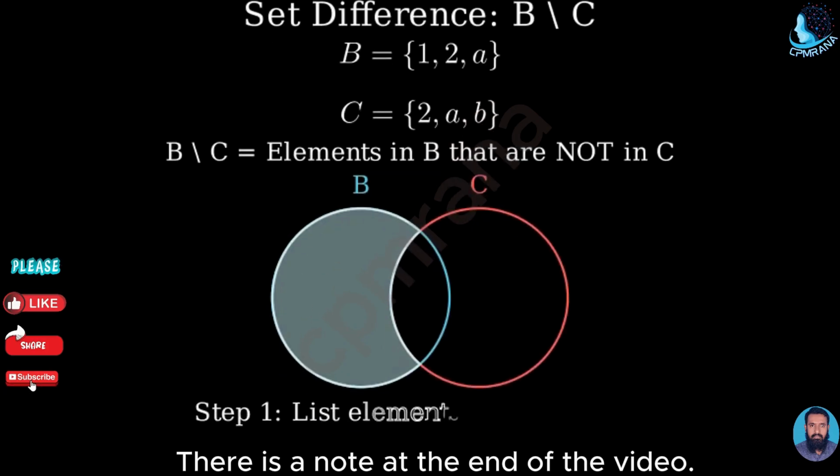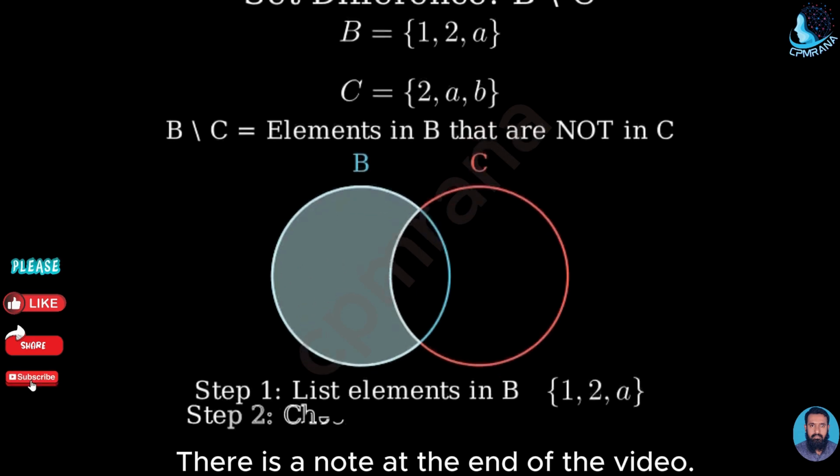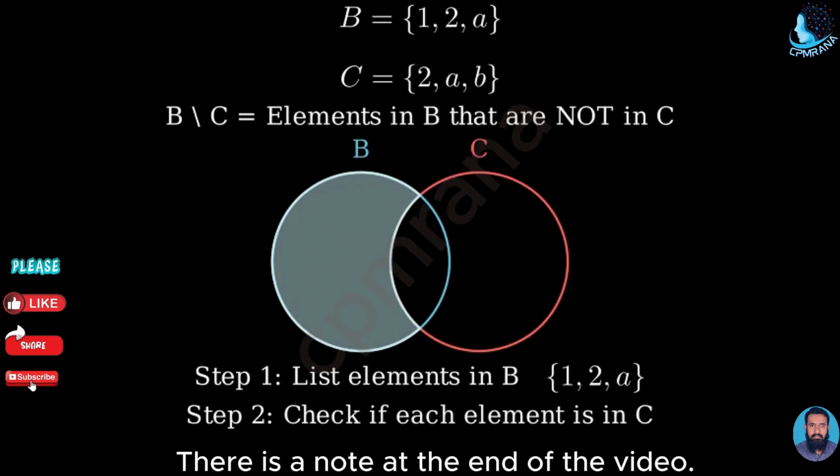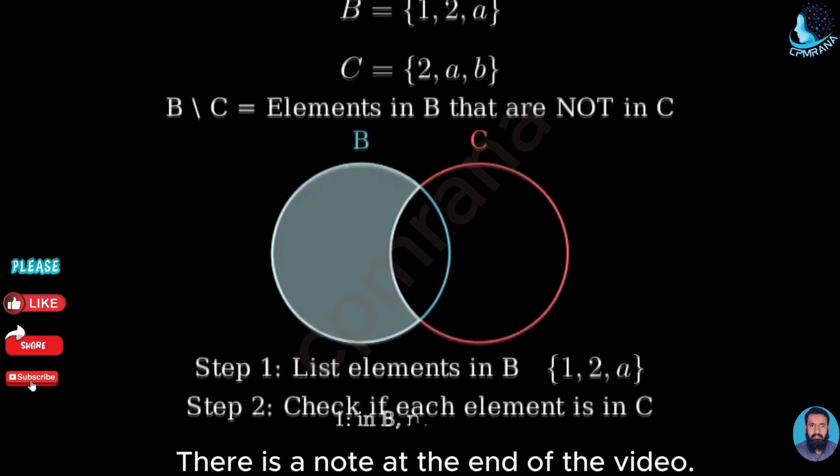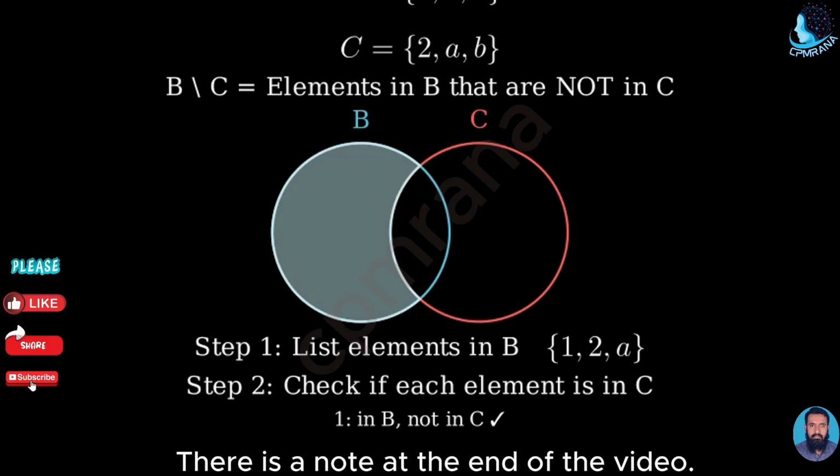Let's solve this step by step. First, let's list out all elements in set B: 1, 2, and a. Then for each element in B, we'll check if it's also in set C. Let's check 1. 1 is in B, but not in C, so it will be in our answer.